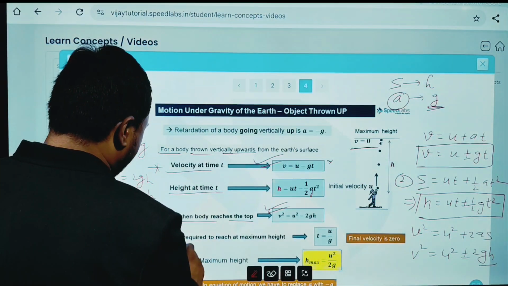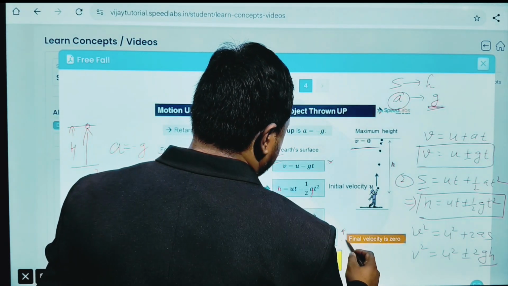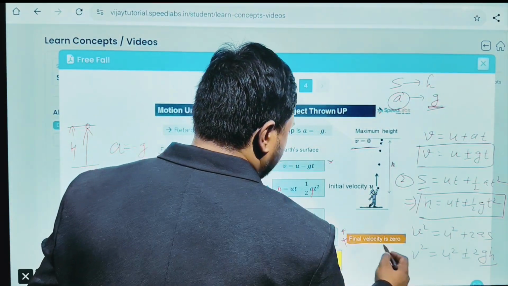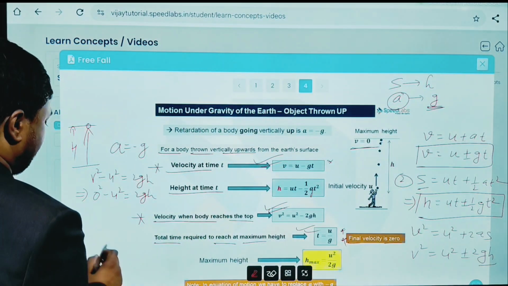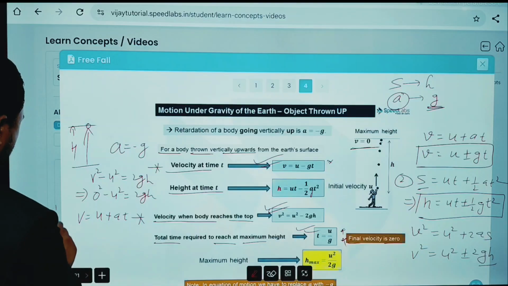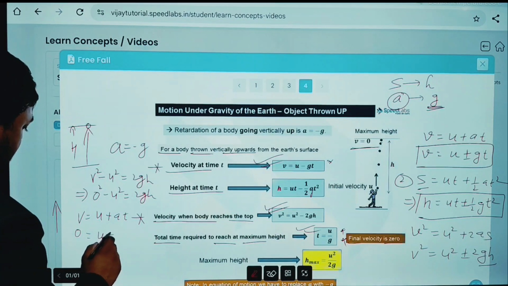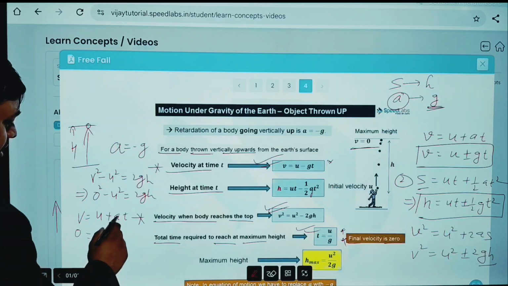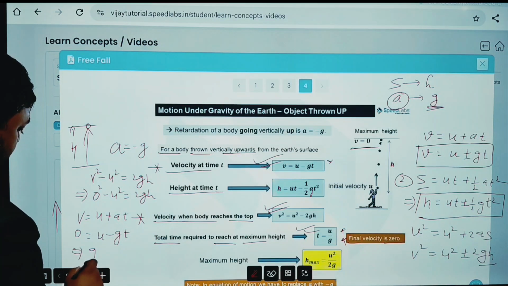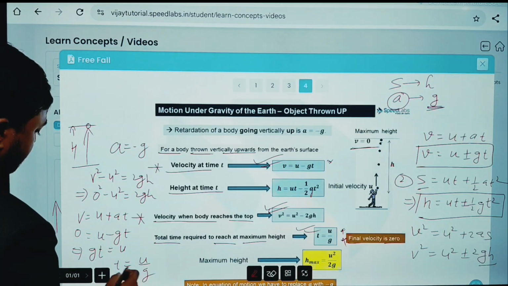So what is the total time required to reach the maximum height? t is equal to what? u by g. Okay, t is equal to u by g. Why? Because final velocity is equal to 0. Which equation can you apply? First equation, v is equal to u plus at. The body is going in the upward direction. So v is 0, u is u only, a is how much? Minus g. So 0 is equal to u minus g into t. Minus gt you bring to the left hand side, so plus gt is equal to u. So t is equal to what? u by g. Yes or no?